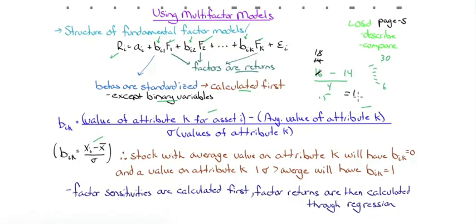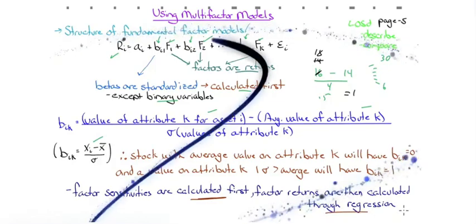We know it has a value of an attribute that is one standard deviation greater than the average. It kind of gets a little bit difficult to interpret because you have to think in terms of deviations from an average. Factor sensitivities are calculated first. Factor returns are then calculated through regression.